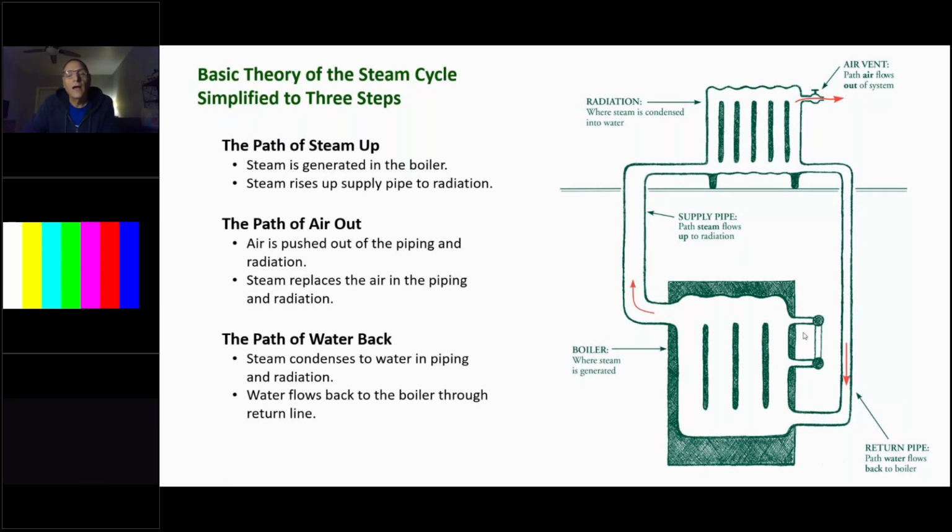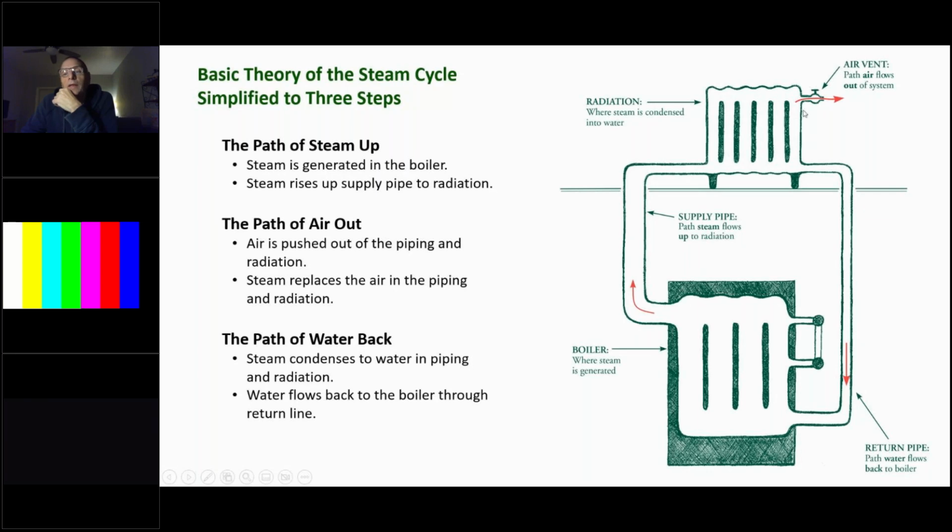The path of air out. So steam up, air out. The air is pushed ahead out of the piping and the radiation. It's pushed ahead of the steam. Steam replaces the air in the piping and the radiation. Steam will, again, as I said earlier, not go where air is. So we need to make sure that our air vents are working properly so that we can get the air out of the radiator.